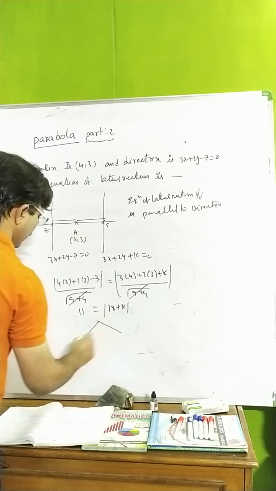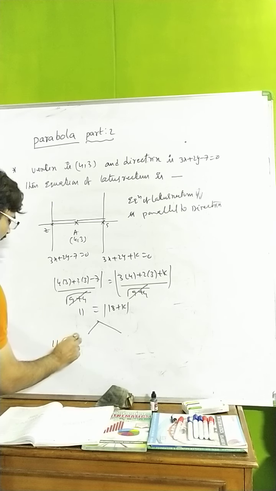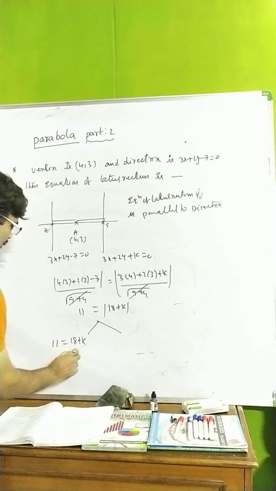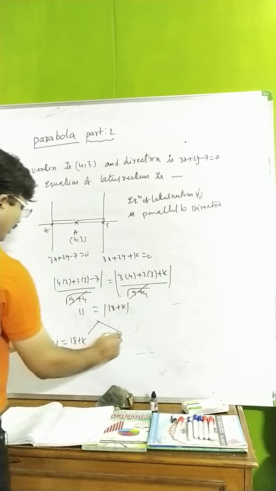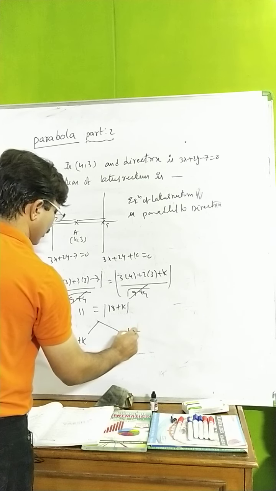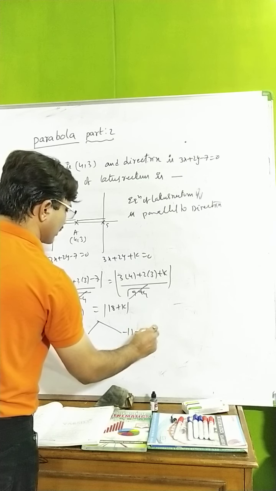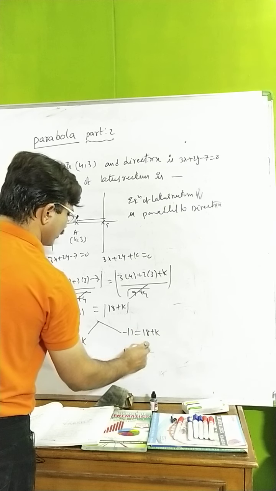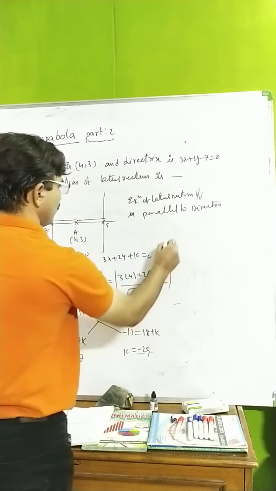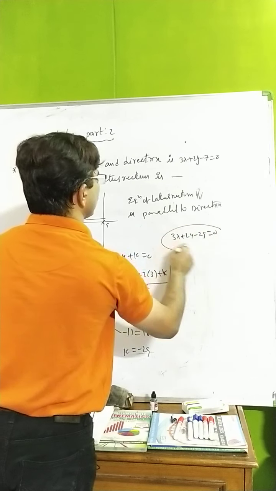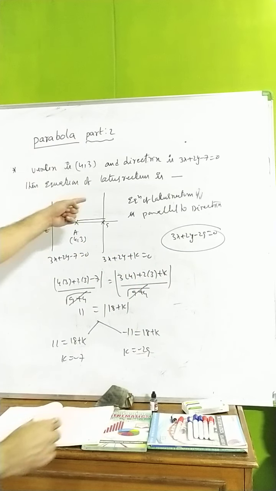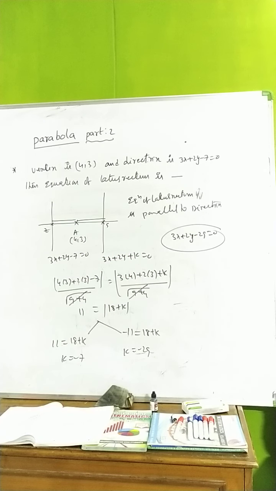So 2 cases here: 11 is equal to 18 plus k, which gives minus 7. Already minus 7 is there, that is the parallel one. The other one is minus 11 equal to 18 plus k, and k is equal to minus 29. So what is the answer now? 3x plus 2y minus 29 equal to 0 is the equation of the latus rectum.